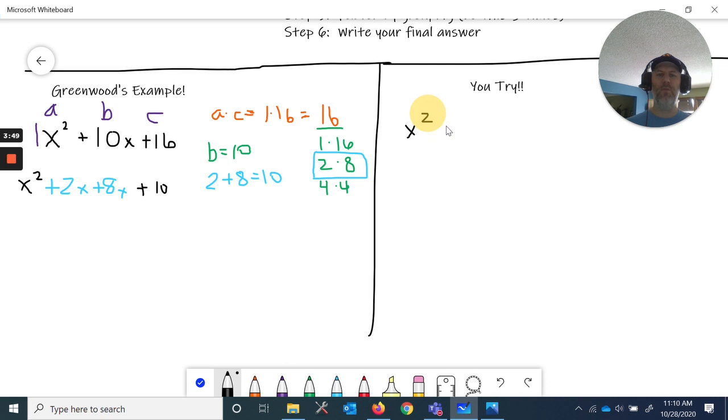So we'll do x squared plus 8x plus 12. Okay, so give that one a try. You can pause the video and then I'll come back and work through the answer for you.